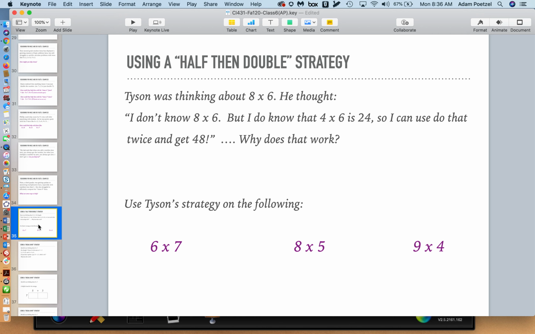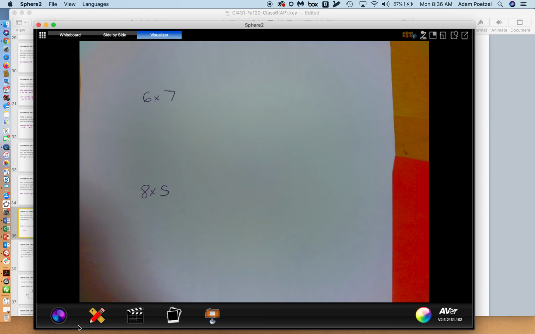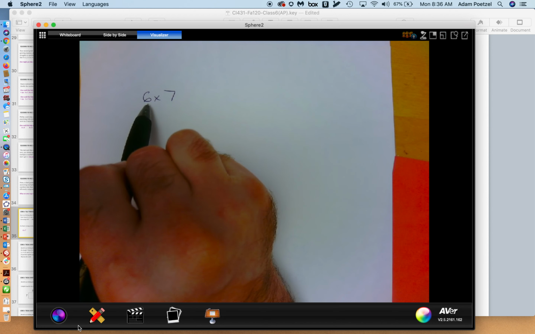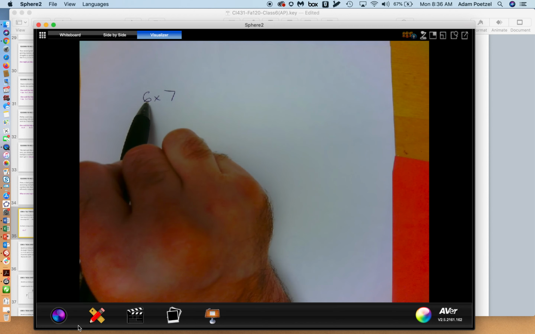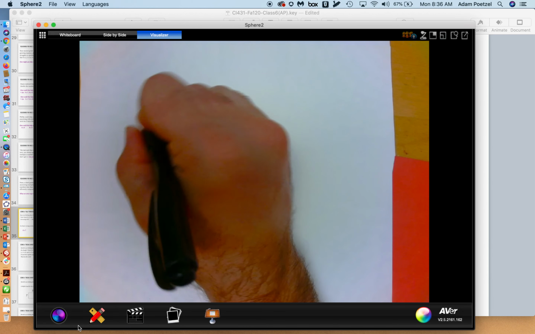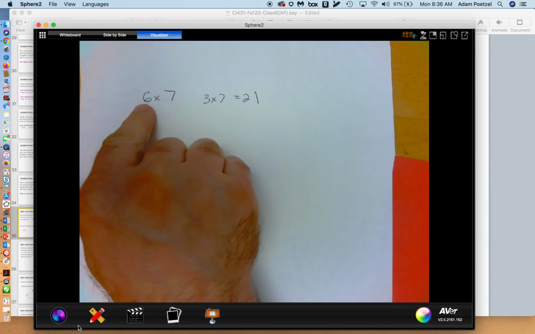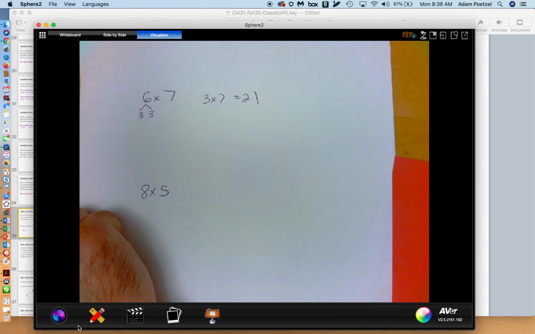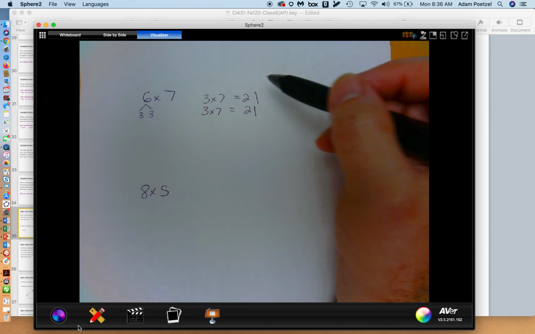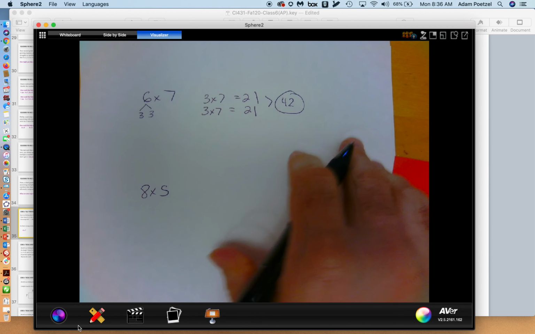What Tyson was doing was called a half, then double strategy, and this is a really helpful strategy that a lot of kids like. So let's take a look at a half and double strategy. All it's saying is, 6 times 7, maybe that's big, but I know half of 6 is 3. I know 3 times 7 is 21, and that was exactly half of the 6. So the answer to this problem would be to take the other half. There must be another 3 times 7. And so if I know 3 times 7 is 21, I can just double that to get my 42.